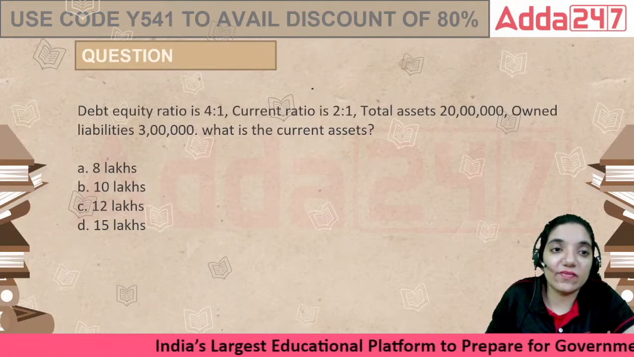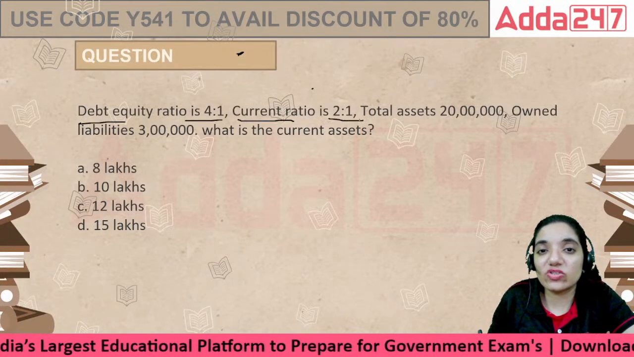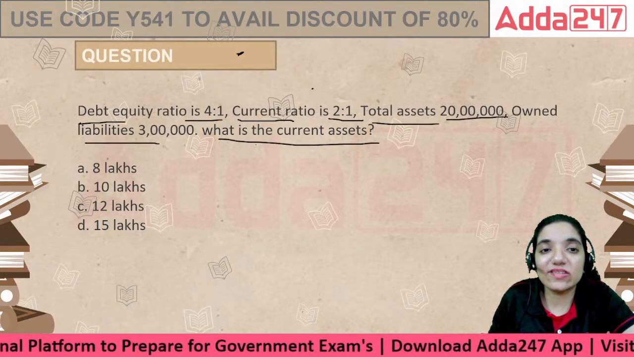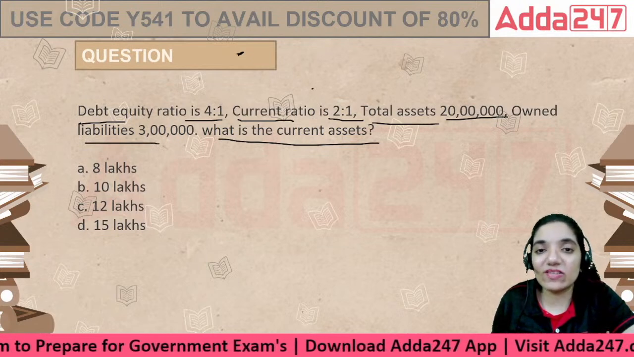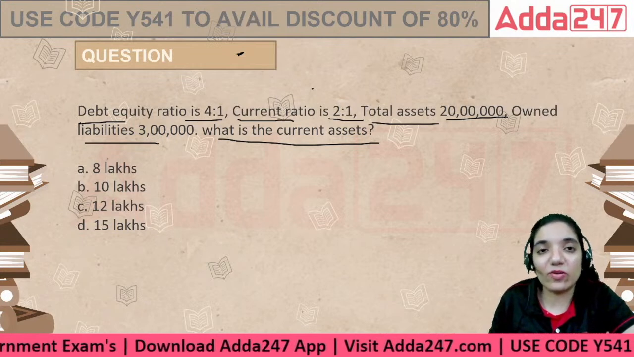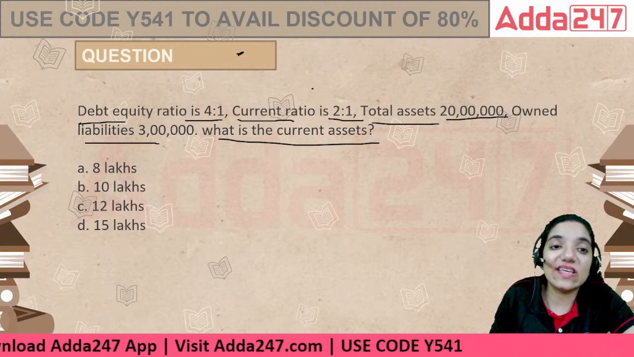Next question, everyone. The debt equity ratio is 4:1. Current ratio is 2:1. Total asset 20 lakh. Owned liabilities 3 lakh. What is the value of current assets? In this question, multiple pieces of information are given and you have to find one particular thing. Such questions can also be asked as a set or a series.